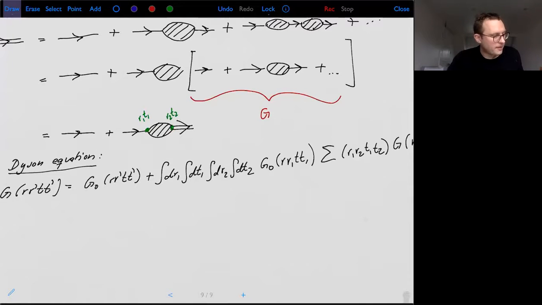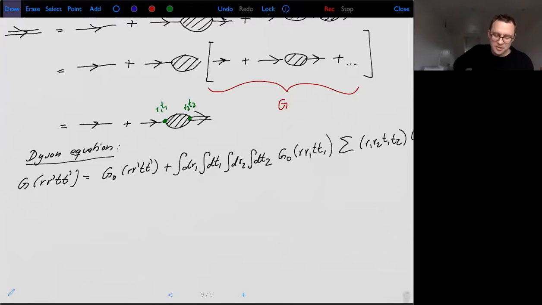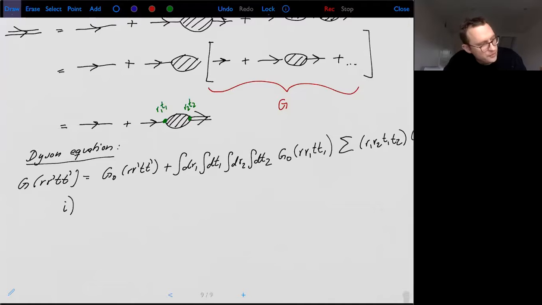Okay, now how can we solve this equation? Well, the first thing to point out is that we're mostly interested in the Green's function as a function of frequency, because the poles of that object give me the quasi-particle energies. So the first thing we'll do to this equation, we'll do a Fourier transform, from time to frequency.